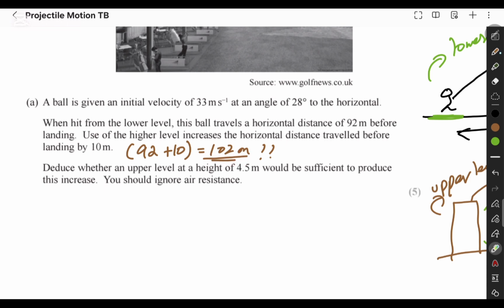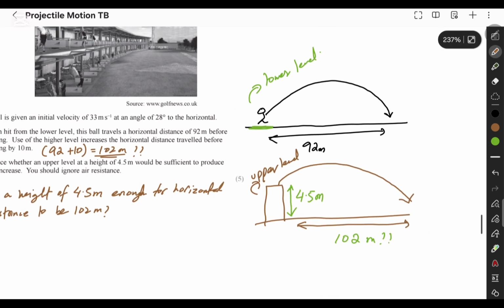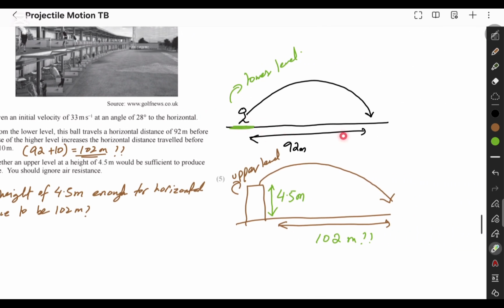Let me just write that down. Is a height of 4.5 meters enough for the horizontal distance to be 102 meters? That's basically the question, in short. Again, lower level, 92 meters. Higher level, it goes beyond 92 meters. We want to see if 4.5 meters is enough to cause the horizontal distance to be 102 meters.